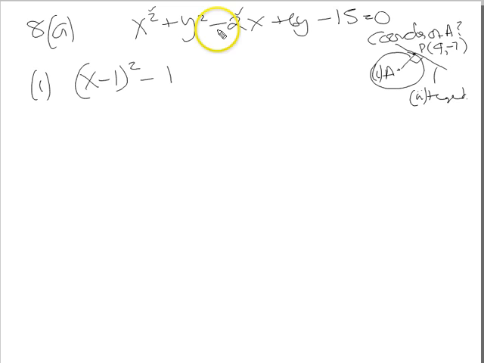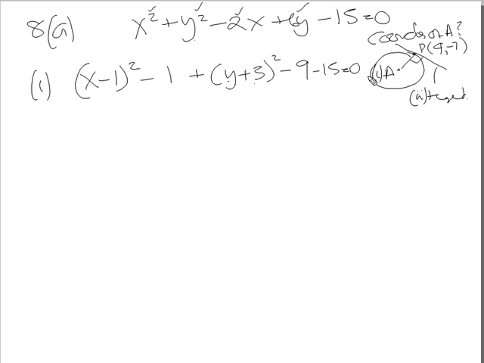By the same token, the y squared plus 6y can be written as y plus 3 squared. But you'll see, when you expand this bracket, you'll get a y squared, you'll get a 6y, but you'll also get a 9. So if I put minus 9, that will cancel the 9 that comes out, and I'll just get these two. So that's those 4 terms written down here. Then the minus 15, and that equals 0.